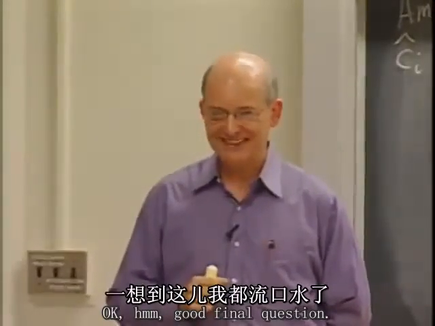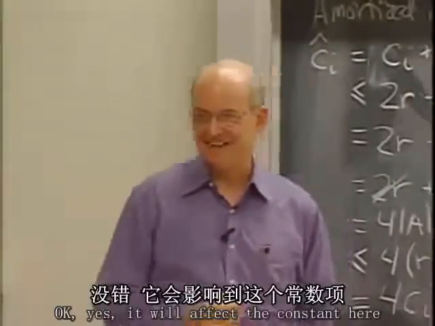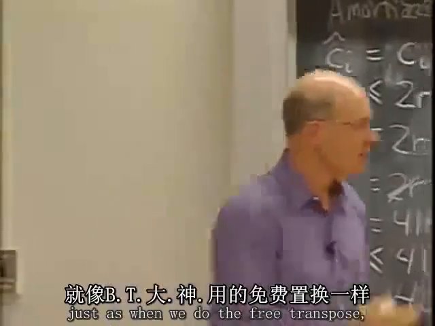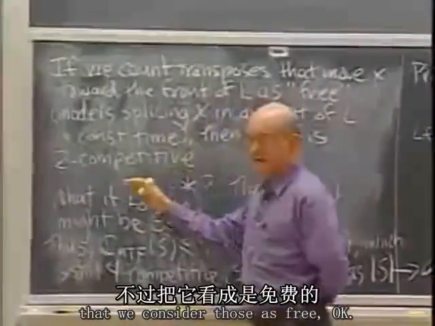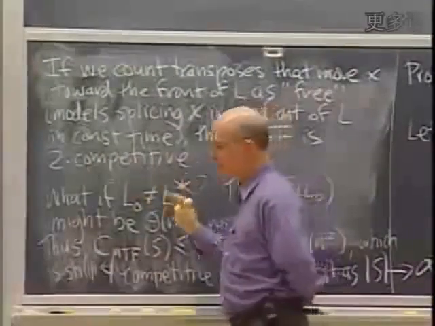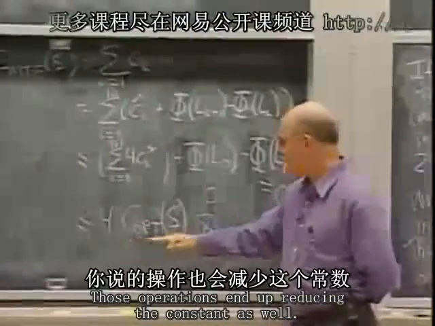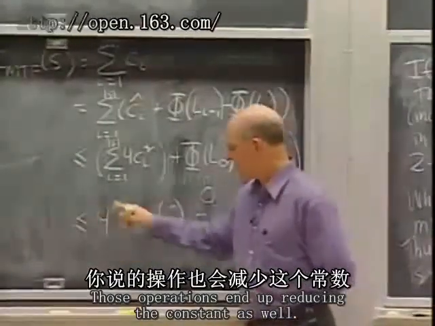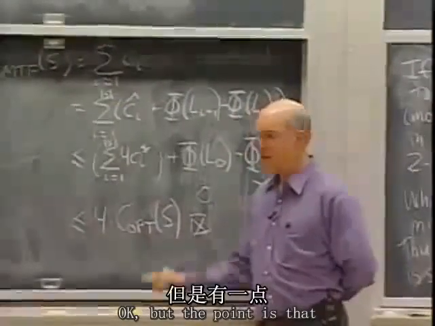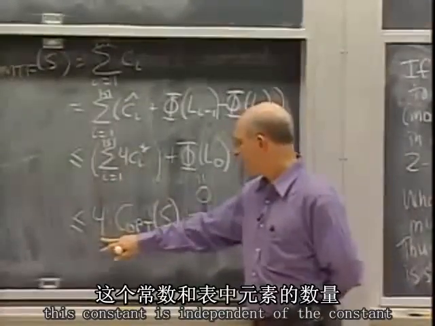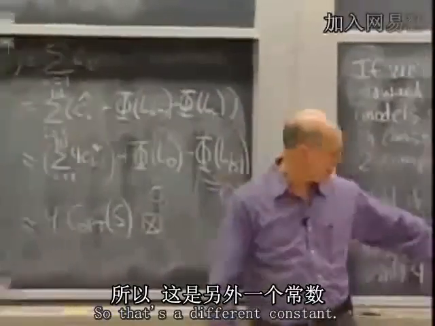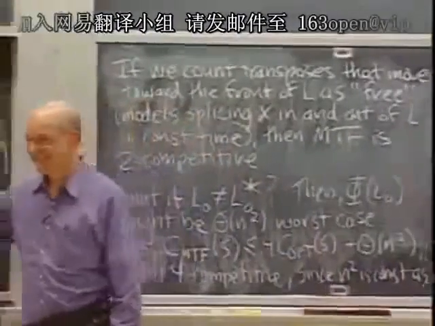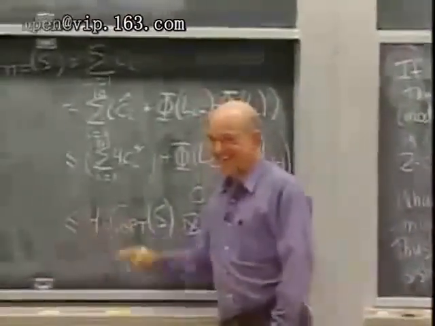Good final question. Yes, it'll affect the constant here. Just as when we do the free transposes, when we move things towards the front, we consider those as free, those operations end up reducing this constant as well. But the point is that this constant is independent of the constant having to do with the number of elements in the list. So that's a different constant. So this is a constant.